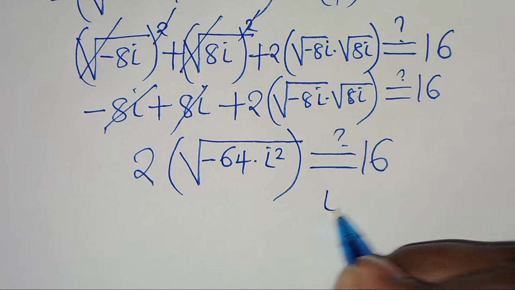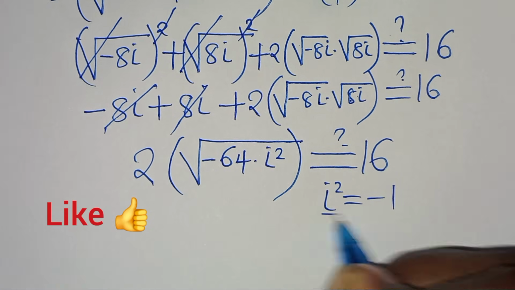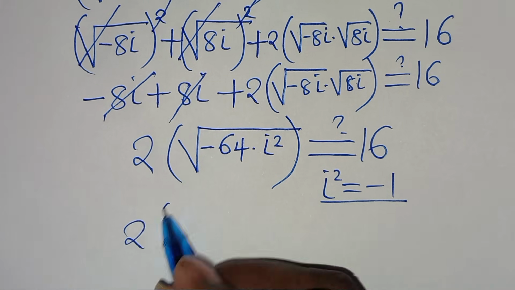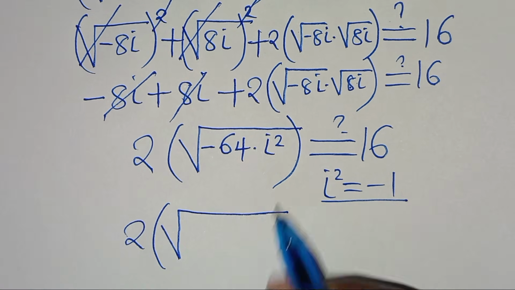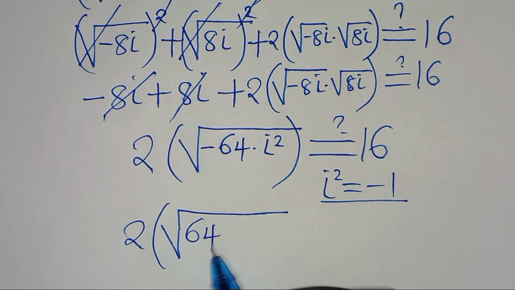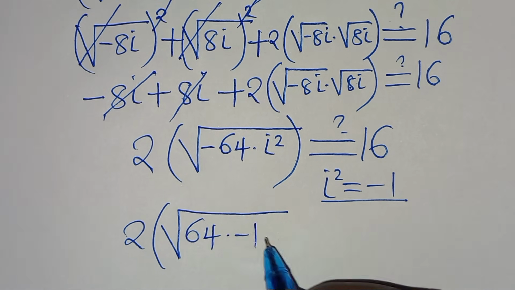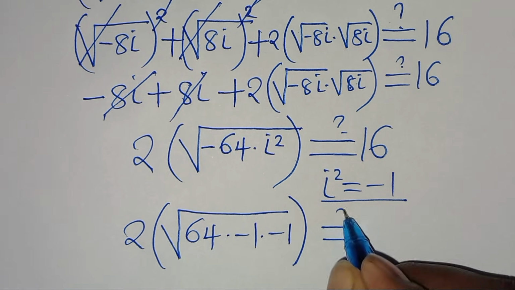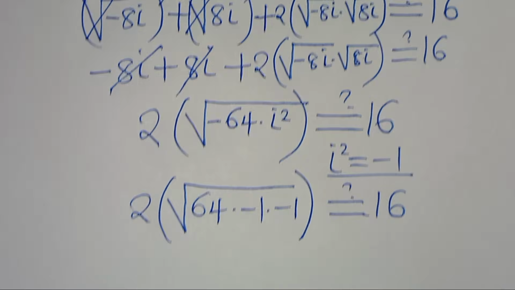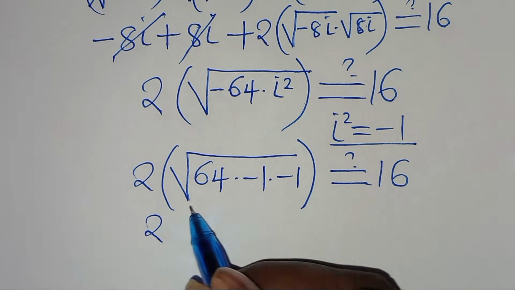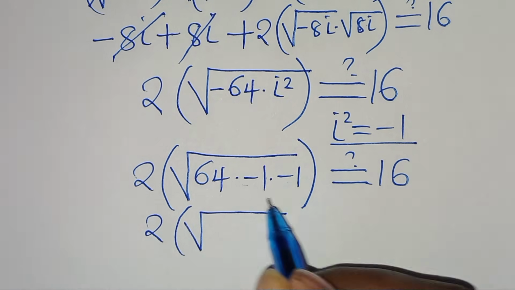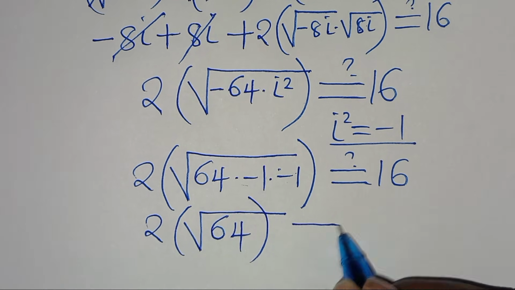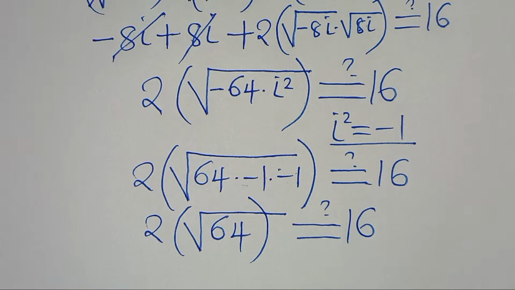So we have that i squared is equal to minus 1. So let's substitute minus 1 here. So we have 2 into the parentheses. This is equal to the square root of 64 multiplied by minus 1 multiplied by i squared, which is minus 1. Close the parentheses. This is supposed to give us a value of 16. So this is 2 into the parentheses. Minus 1 times minus 1, this is 1 times 64. So we have the square root of 64. This is supposed to give us a value of 16.